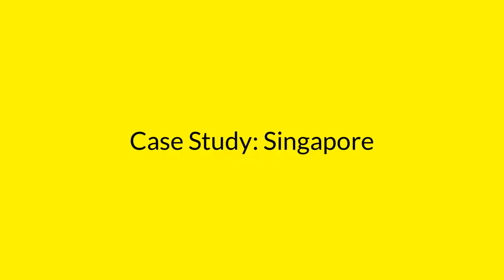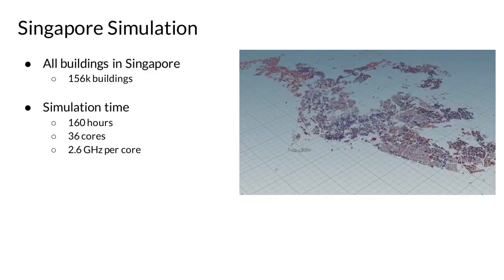The first case study focused on Singapore. For the Singapore case study, a CityGML LOD2 model of the whole city was simulated. The CityGML model contained 156,000 building structures. After filtering out small buildings and other small structures, 132,000 buildings were further analyzed. The final simulation for the Singapore model took 160 hours to complete on 36 cores, each 2.6 GHz.